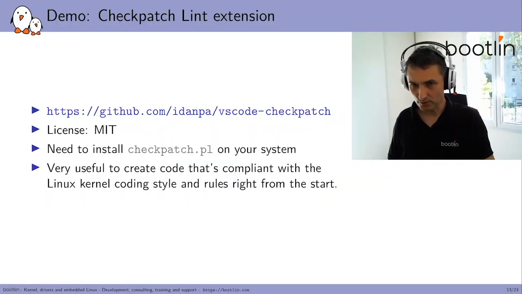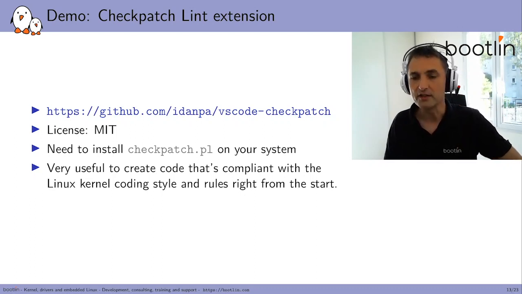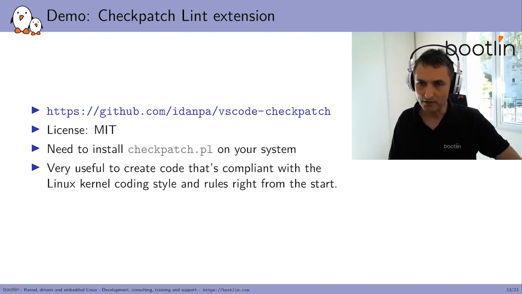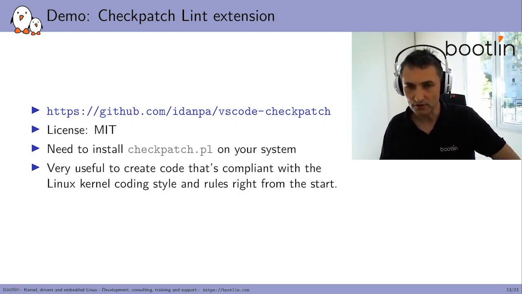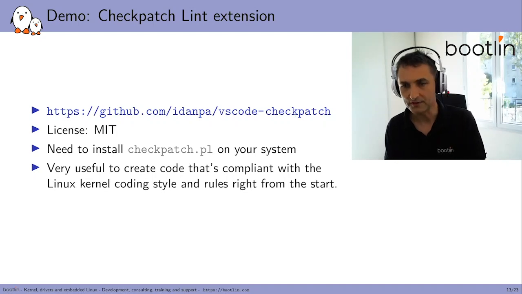The next extension I want to show you is called Checkpatch Lint. It's available again under the MIT license. What you need to do is first install the checkpatch.pl script on your system coming from the Linux kernel source directory. And it's very useful to create code that's compliant with the Linux coding style and rules right from the start. So directly in the editor, you get feedback from checkpatch if something is not right in the code you're creating. Of course, you can also post-process your code with this and see the checkpatch report.